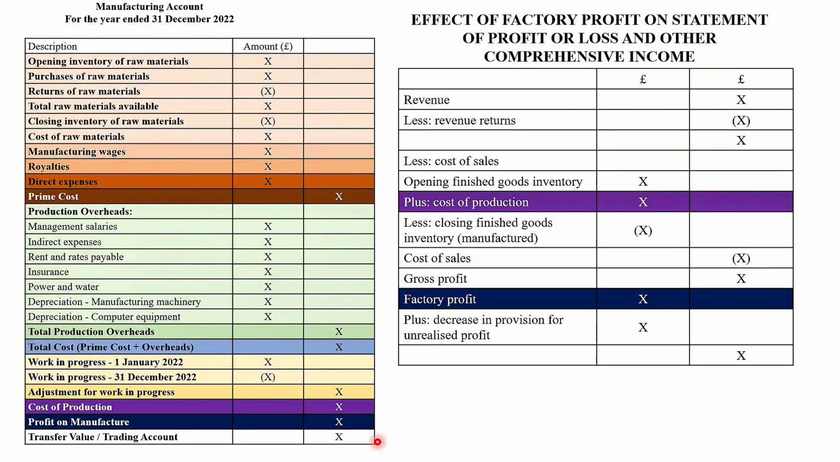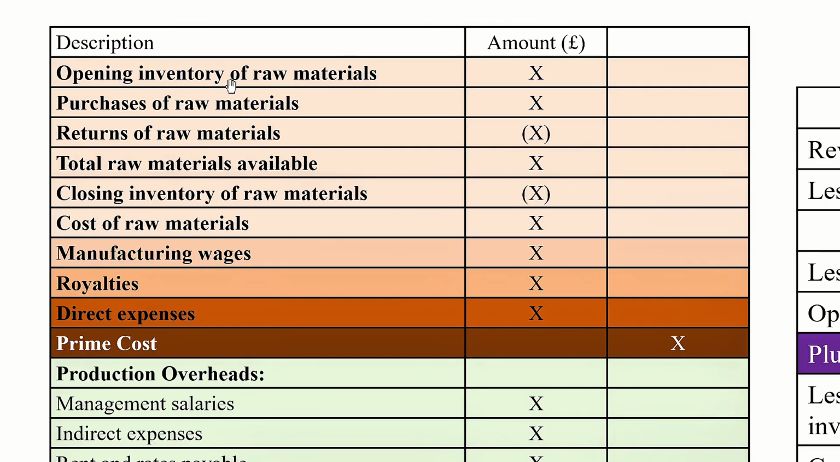This is the complete format for completing a manufacturing account for Edexcel IAL Accounting Paper 1. As you can see here, we have the direct material at first, such as opening inventory of raw materials. Let me enlarge this. So we have opening inventory of raw materials, purchases of raw materials, returns of raw materials deduct, then you find the total raw materials available, deduct closing inventory of raw materials, therefore you find cost of raw materials, any manufacturing wages should be added, royalties should be added, and direct expenses added.